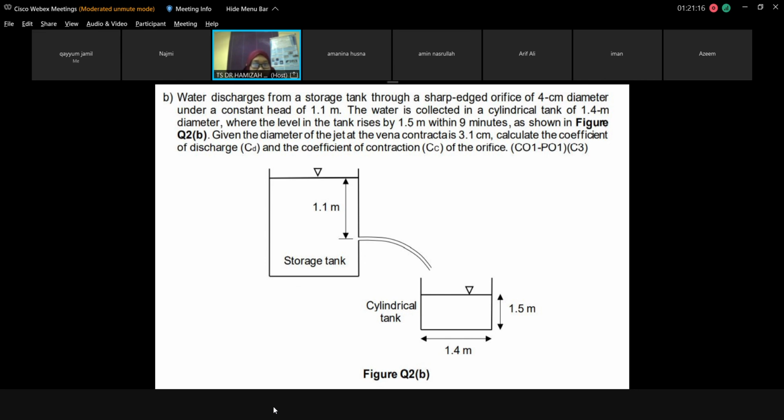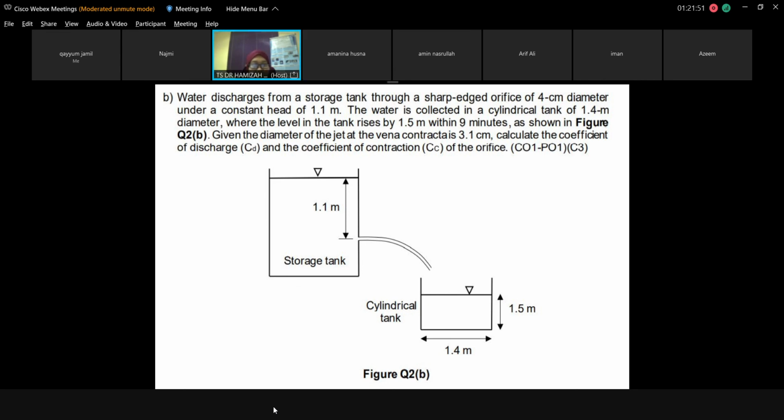Dia bagi diameter of the orifice ialah 4 cm. We have the head of the storage tank is 1.1 meter, and then we have the collected in the tank. They have the diameter of the tank is 1.4. Level of the tank rises to 1.5 meter. Time is 9 minutes.